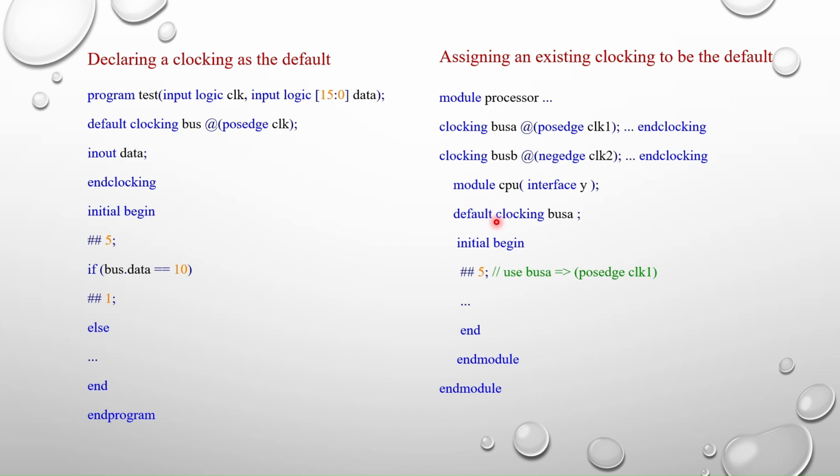Wherever you have written it as default clocking, there only it is valid. With default clocking bus A, I am making the bus A clocking block the default. That means whatever signals we have in this module or testbench, all the signals will follow the timing requirement specified in bus A, because it is the default. So even if you have two clocking blocks, it will follow the timing requirement specified in bus A. That is nothing but default clocking, right? Here I have default clocking bus A, and some logic is there. This is how to assign an existing clocking to be the default.